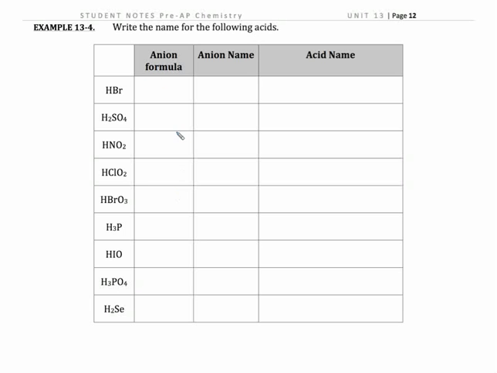So let's take a look at these. Step one is to write the anion formula. Remember, the cation in each case is H plus. So your anion is Br minus. Single element anions end in IDE, so that's bromide. IDE goes to hydro. It's the only time you add anything in front. Hydrobromic acid. So if you see the word hydro in front, you know there's no oxygens in the acid. Okay, so that's a key clue.